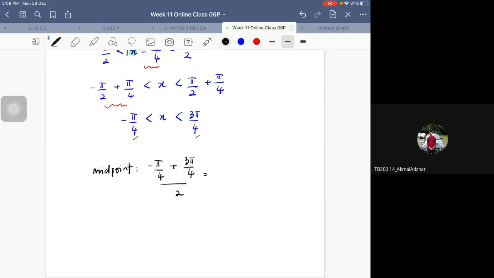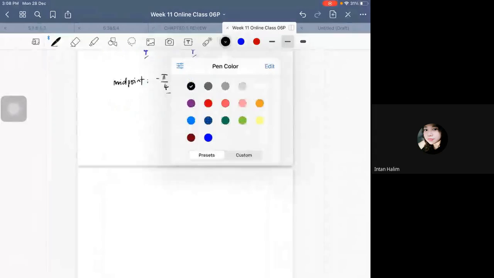2/4 is a half. So this becomes what over what? Pi per 4. Okay, so the value is equal to pi per 4. So now that we have all this information, automatically we can draw our graph.